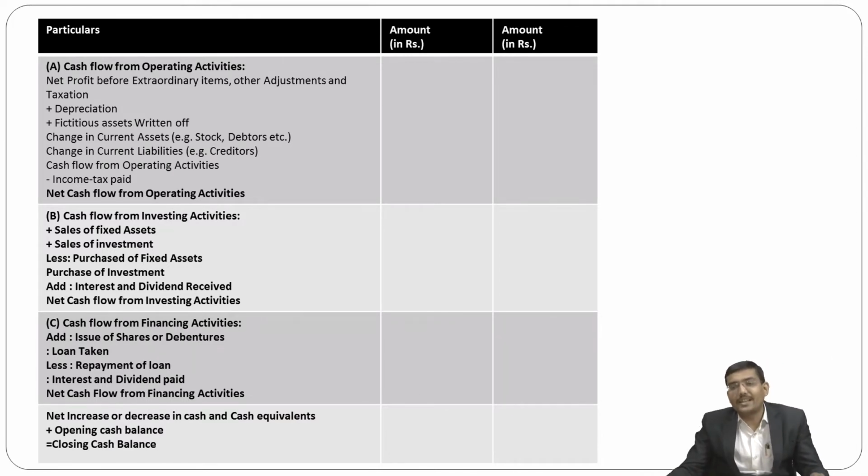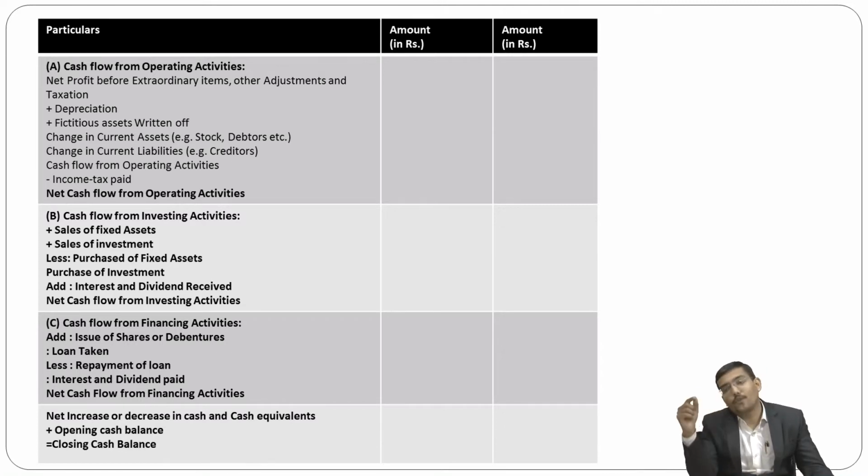The second activity is cash flow from investing activities. It is nothing but with respect to your assets only. Add the sale of fixed assets, add the sale of investments, deduct the purchase of fixed assets and purchase of investments, and also add the interest and dividend received. After the addition and subtraction, you get your net cash flow from investing activities.